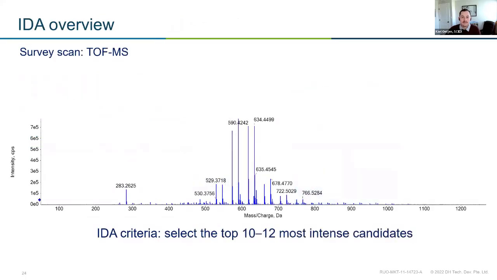So I've got a little example of that here. Here's my TOF-MS. At a given point in time, these are all the ions that ionized and made their way to the detector without any fragmentation taking place. So these are all the parent ions.